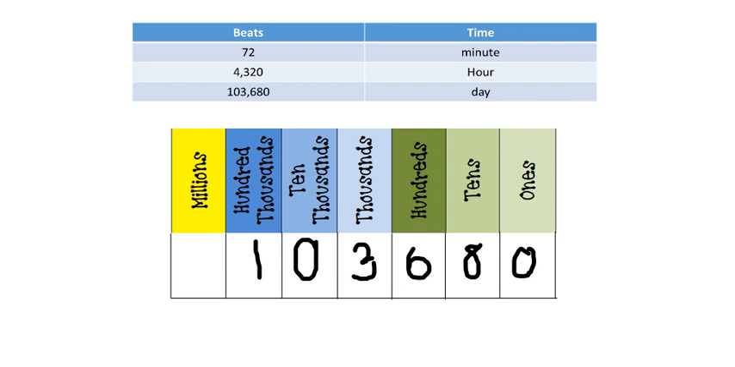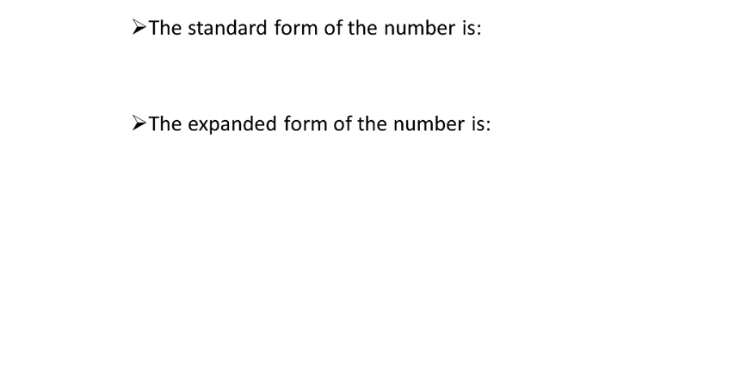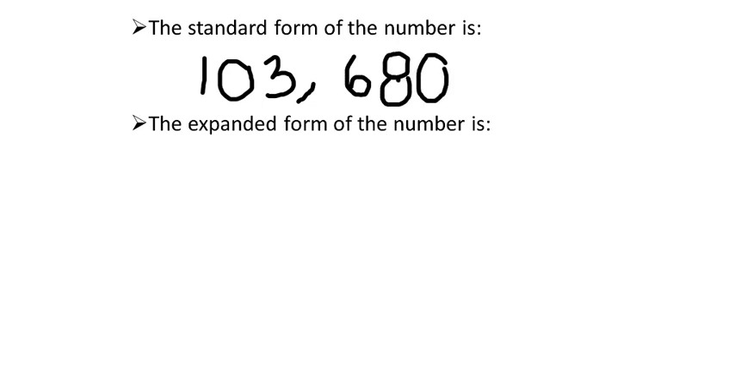Let's continue. Also, these numbers, we can write them in the standard form. The standard form is the one that we just wrote in the chart, which would be 103,680, remember the comma. That would be the standard form. The standard form is the number that we usually write, and the expanded form is when we separate those numbers into additions.